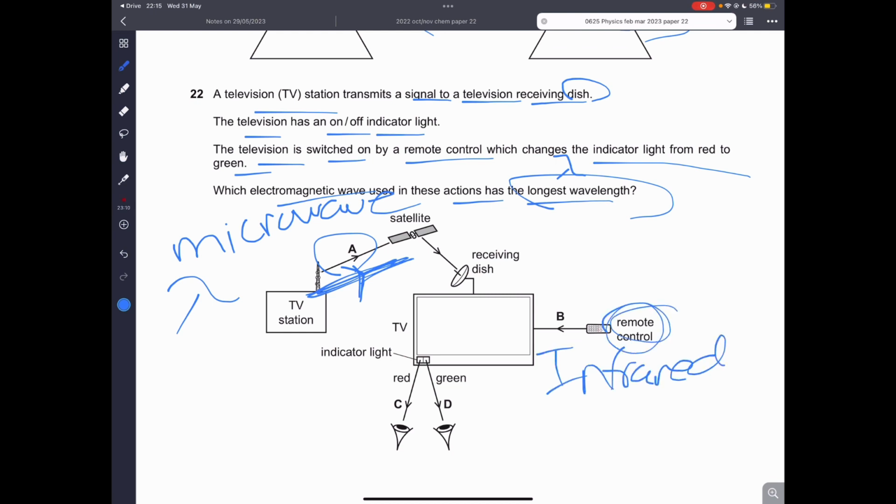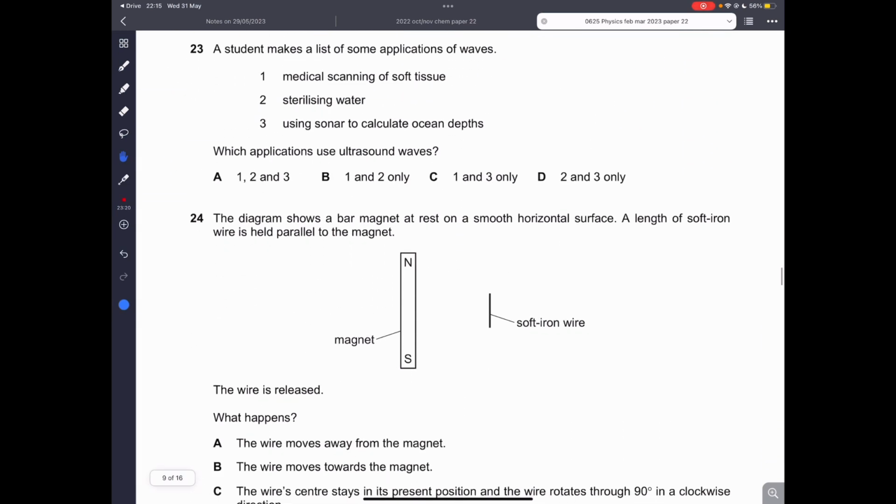Infrared is in remote controls, and then this is red and green, so this is obviously visible light. And visible light does not have the longest wavelength, so A is the correct answer.